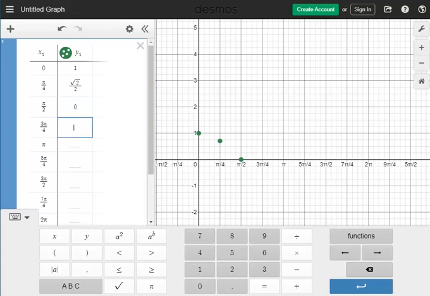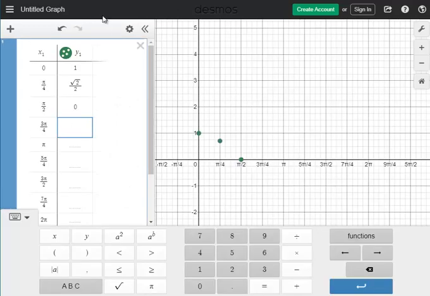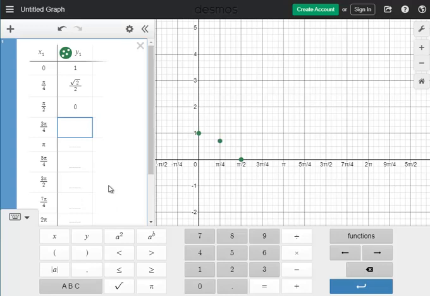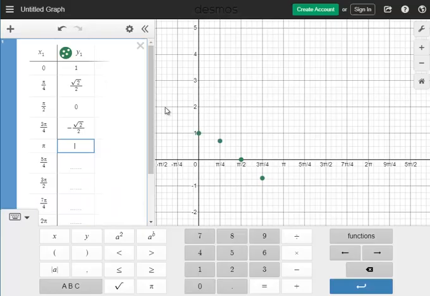So let's go to 3 pi over 4. At 3 pi over 4, we're in the negative x territory now, so we get a negative square root of 2 over 2. And then pi, we get a negative 1 x coordinate, so we'll just go ahead and label it negative 1.